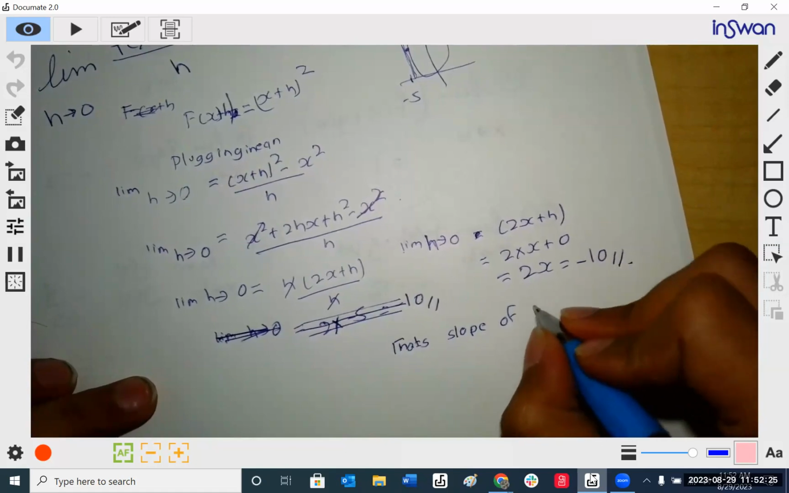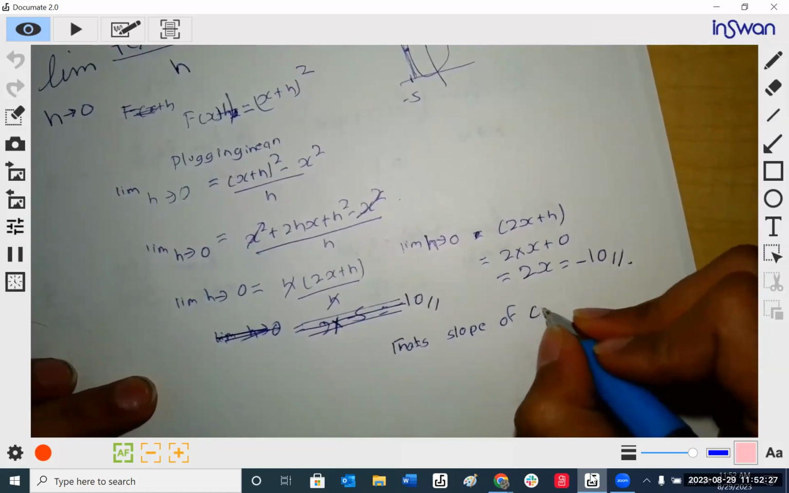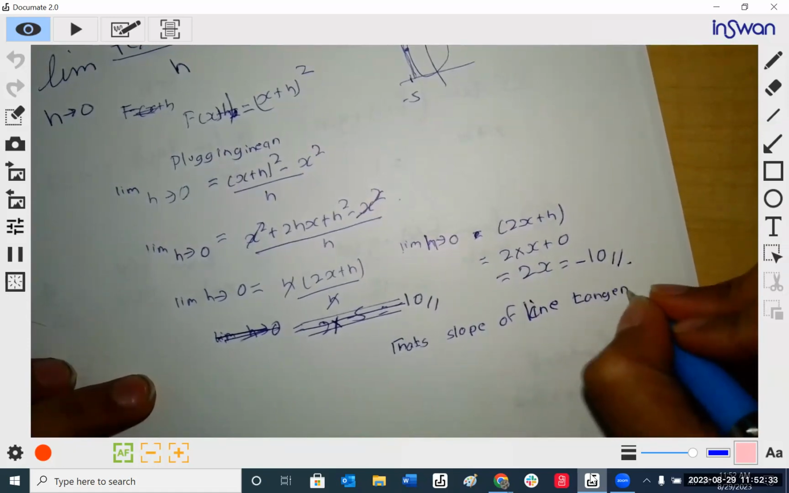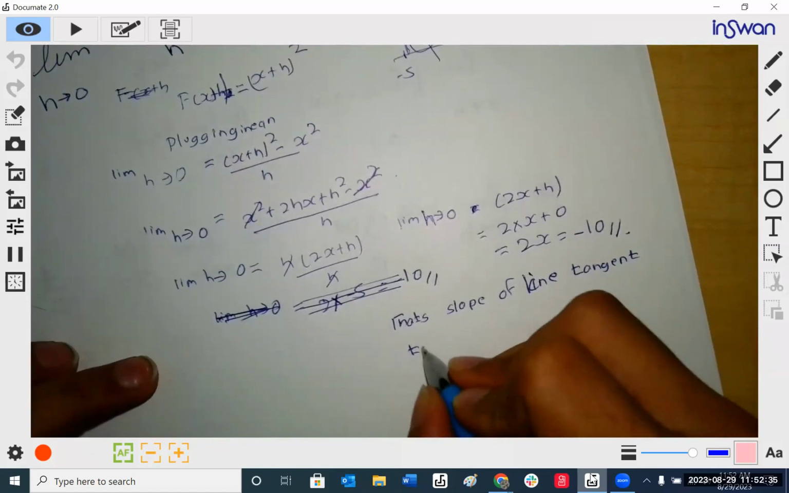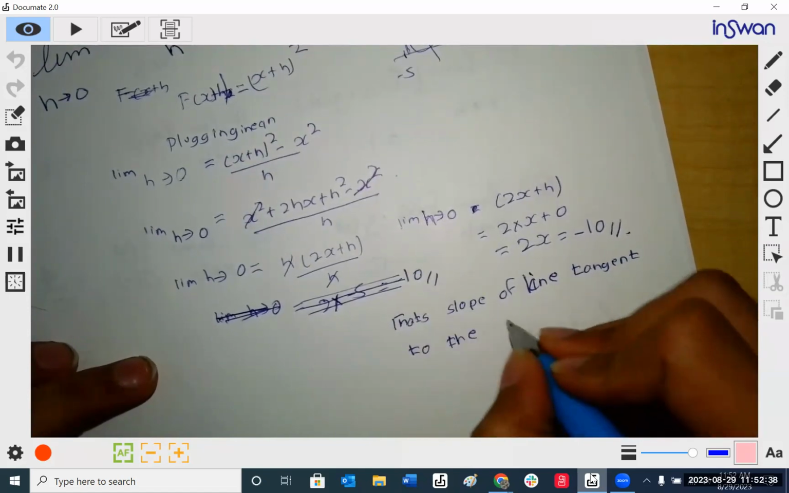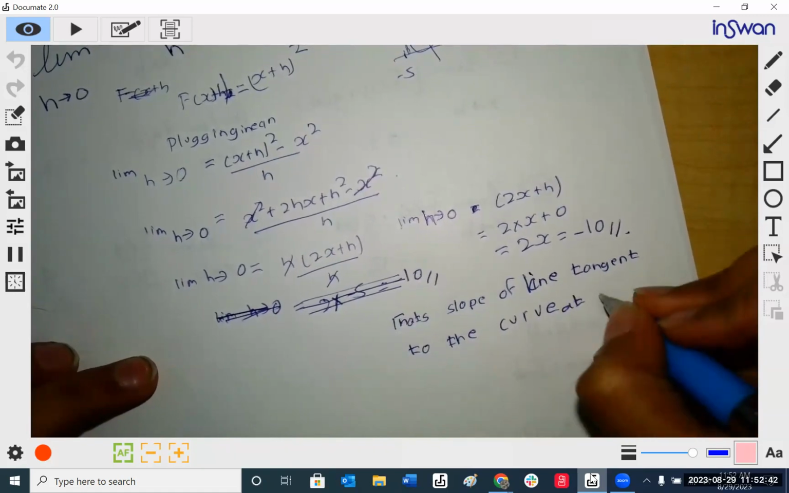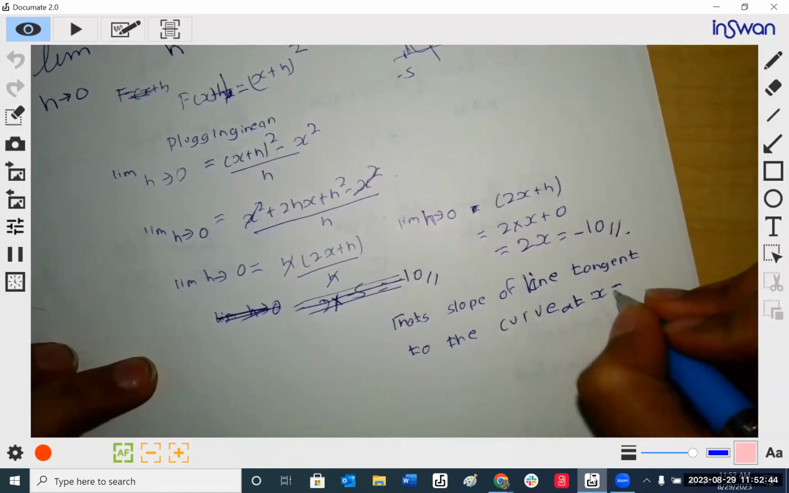That's the slope of the line tangent to the curve at x equals -5.